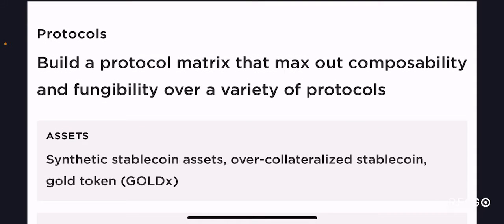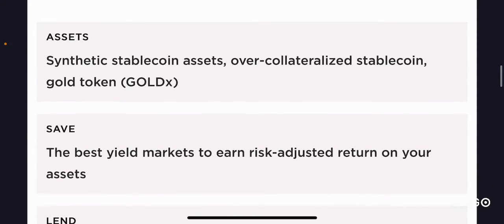Protocols build a protocol matrix that maxes out composability and fungibility over a variety of protocols, right? So again, you can use the DForce protocol to create protocol matrices that can max out on the composability and fungibility over a variety of protocols. So any asset that you deposit here, you can basically expect to get the maximum value out of it, right? Assets, synthetic stablecoin assets, over collateralized stablecoin, gold token or gold X.